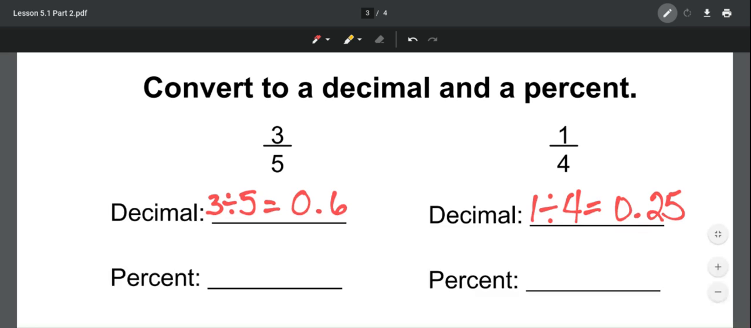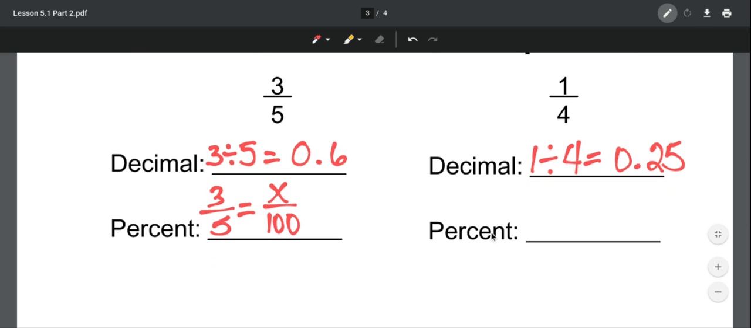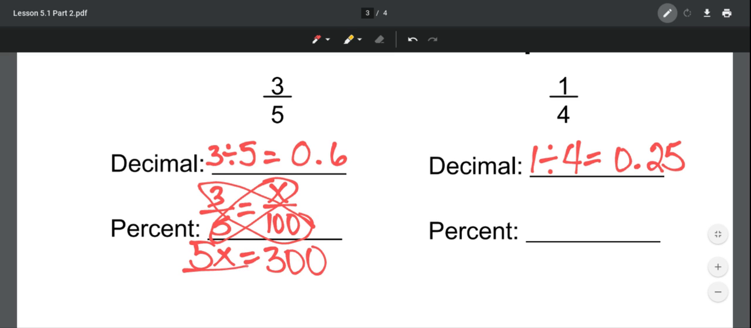To change a fraction into a percent, we can use proportions. So we can compare 3/5 to a number over 100 because a number out of 100 is represented by a percent. When I cross multiply, I get 5x is equal to 300. And when I divide by 5 on each side, x will be 60. Therefore, my percentage for 3/5 is 60%.